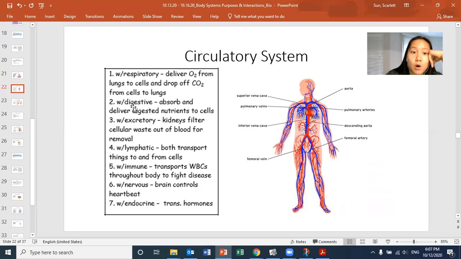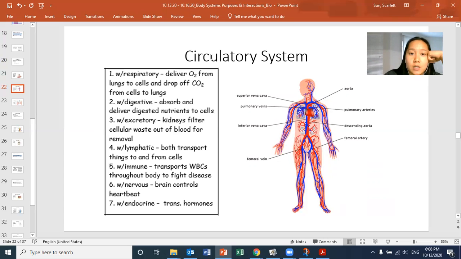The circulatory system also works with your digestive system so that once you've broken down all your nutrients, your circulatory system helps deliver it to the rest of your body. Otherwise, it would just sit there in your stomach. Okay. Excretory system interacts with the circulatory system because your blood has to flow around in order to get to the kidneys to filter out the waste and so that you can pee it out.